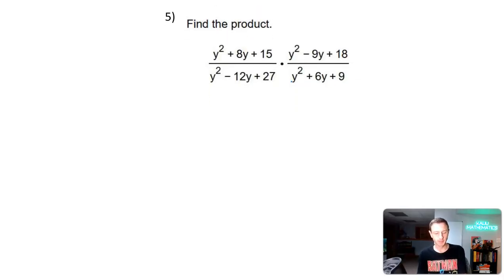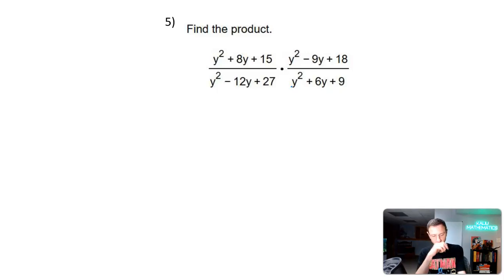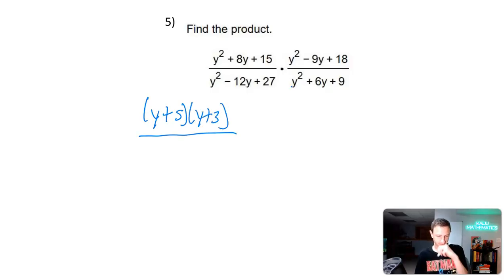For the first one, top left, we have y squared plus 8y plus 15. That is going to factor to y plus 5, y plus 3. 5 times 3 is 15, 5 plus 3 is 8. On the bottom, 2 numbers that multiply to 27 and add up to negative 12. We want to multiply to a positive, add up to a negative. So that's going to be y minus 9, y minus 3.